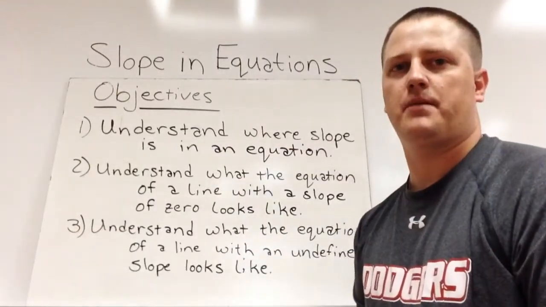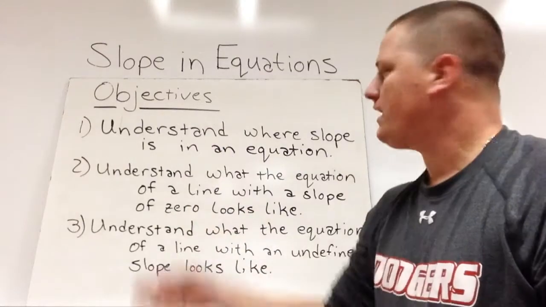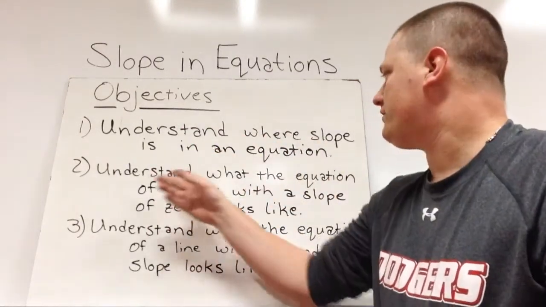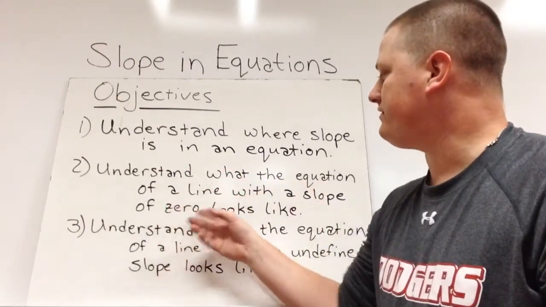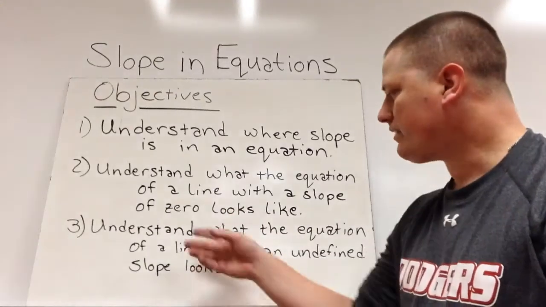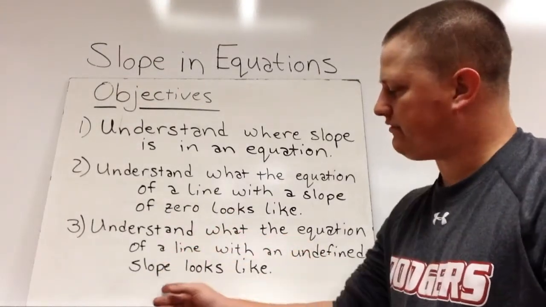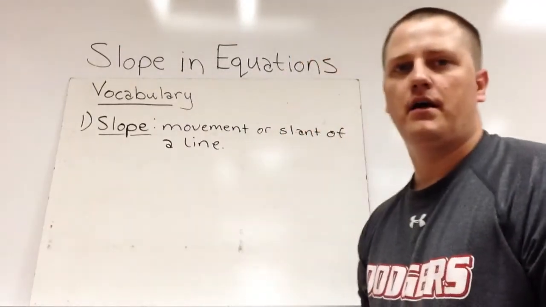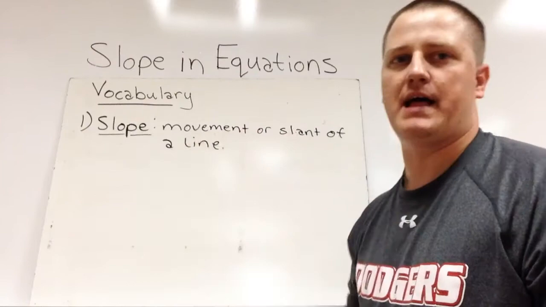In this lesson, we're going to be looking at slope in equations. Our objectives: understand where slope is in an equation, understand what the equation of a line with a slope of 0 looks like, understand what the equation of a line with an undefined slope looks like. Vocabulary: slope, movement or slant of a line.